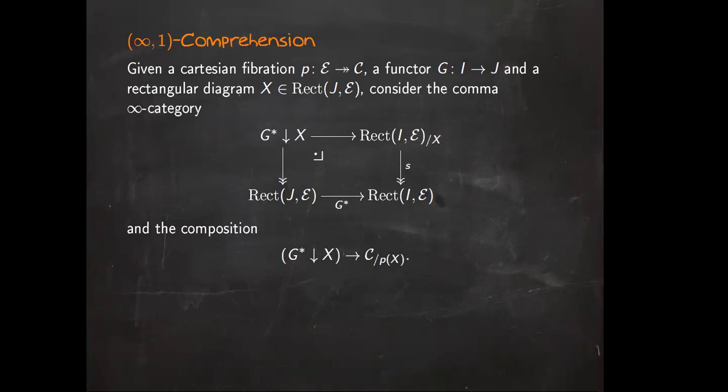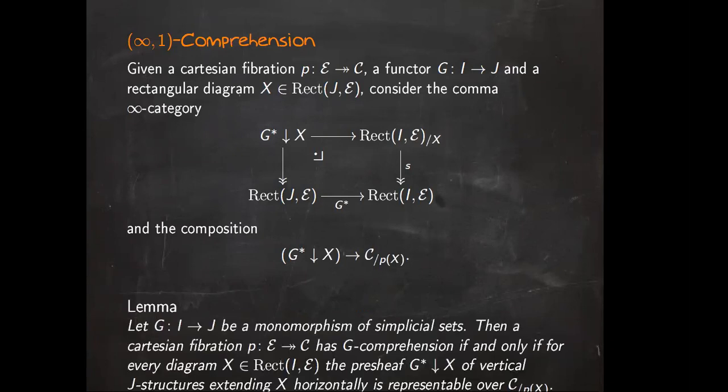And it turns out that at least if G is a monomorphism, this composition into the slice will be a right fibration. So this will be indeed a presheaf, drawing back to the table we had before, right? So there is a lemma which says that at least if G is a monomorphism, then a Cartesian fibration P has G comprehension if and only if for every diagram X, this infinity category of diagram extensions is representable over the slice.